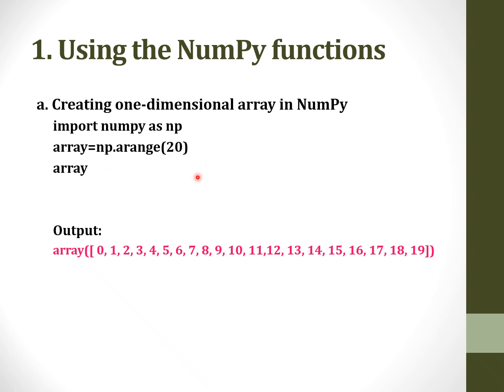If we define it like this, it is used to create an array which holds 20 values, and it starts from 0 and ends after 20 values. So in this case, you can see an array is created whose range starts from 0 and it holds 20 values. So it stops with 19. If you print, the output will exactly look like this. So this is how you create a one-dimensional array using a range function.